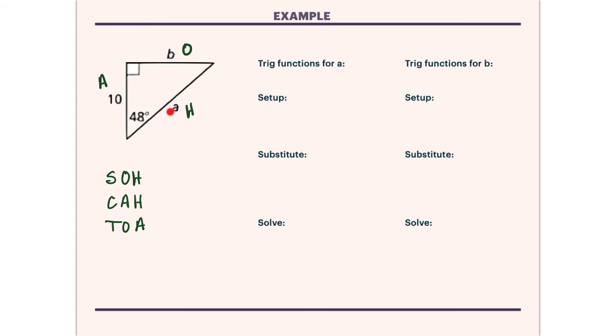I'm trying to find the hypotenuse first, so I certainly want to use either sine or cosine because they have hypotenuse in their ratio. And I know the adjacent side, so at that point I'm going to make the decision to use the adjacent and the hypotenuse one. I know the adjacent, but I don't know the hypotenuse. So our setup looks like this. The cosine of 48 would be equal to the adjacent side, which is 10, over hypotenuse. So cosine 48 equals 10 over A, because that's the symbol they're using for it.